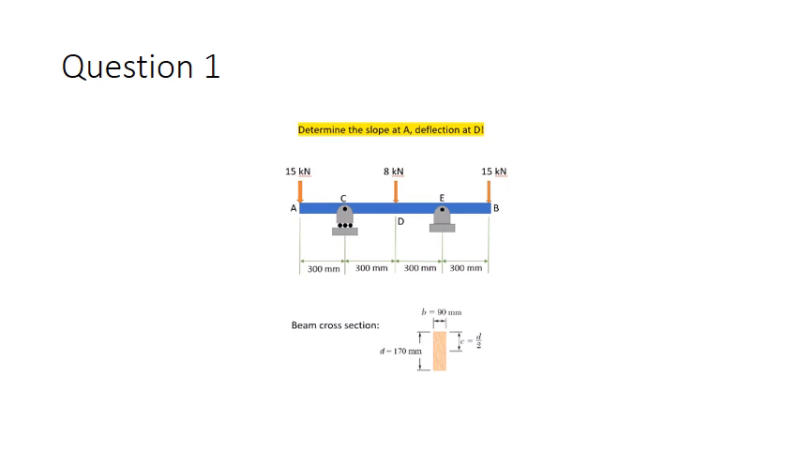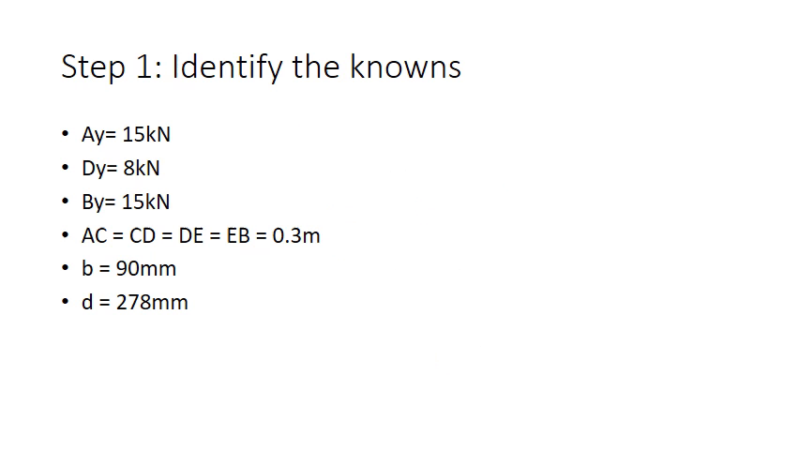And then we also know the beam cross section, which is B equals 90 millimeters, and the D will be changed from 170 to 278 millimeters. So the first step is we have to identify the knowns. The force AY is 15 kilonewton, force DY equals 8 kilonewton, force BY is 15 kilonewton, and the lengths AC, CD, DE, and EB are the same, which is 0.3 meters, and B equals 90 millimeters and D equals 278 millimeters.